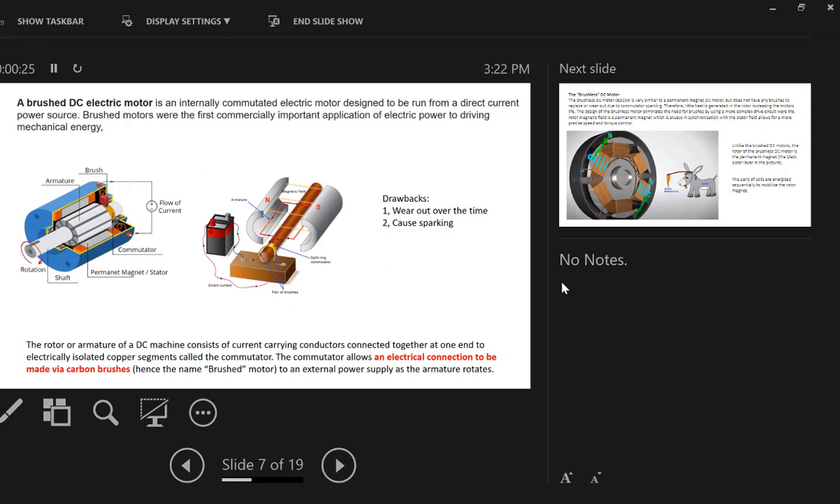Here's a brush. But before you try to understand what's going on here, you probably want to know how the DC motor works, like this. That's a brushed DC motor. The brushed DC motor is the motor you have been using in your Circuit 1 class. The cheap ones, low cost.